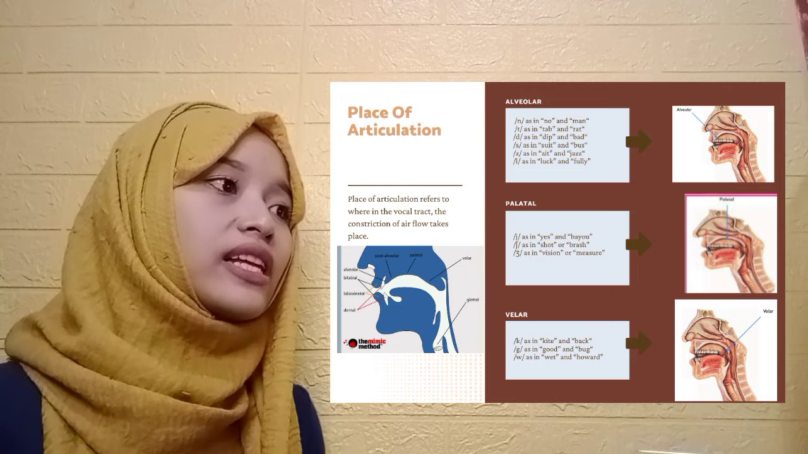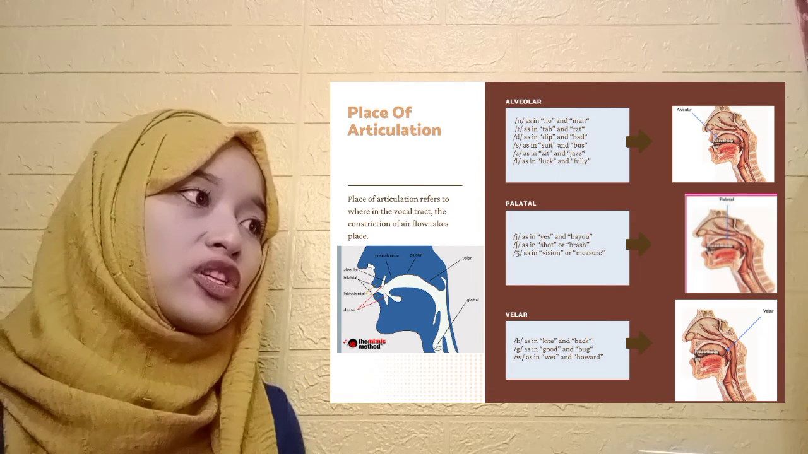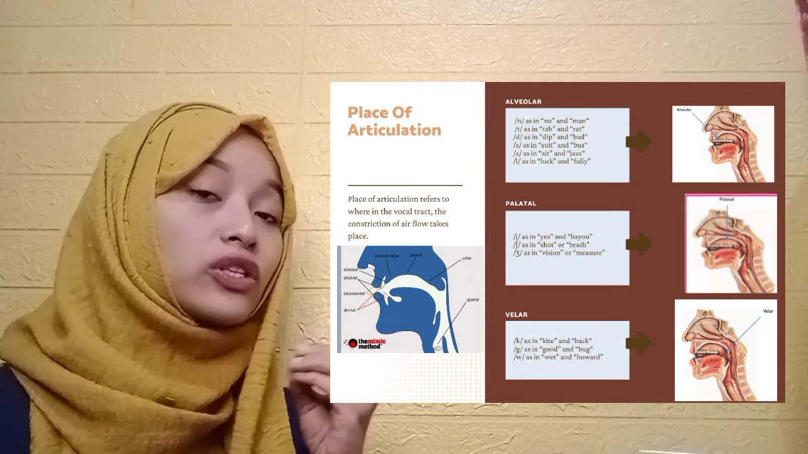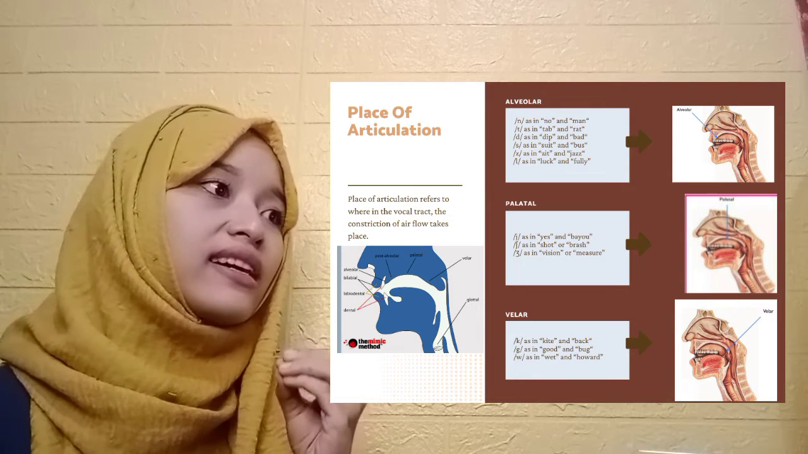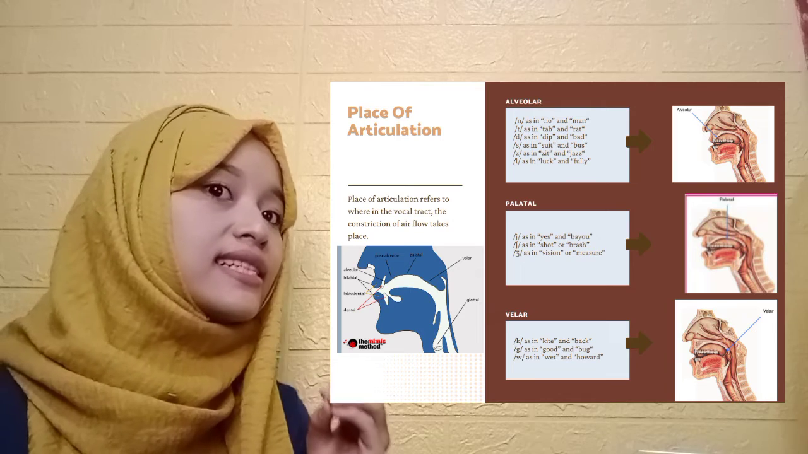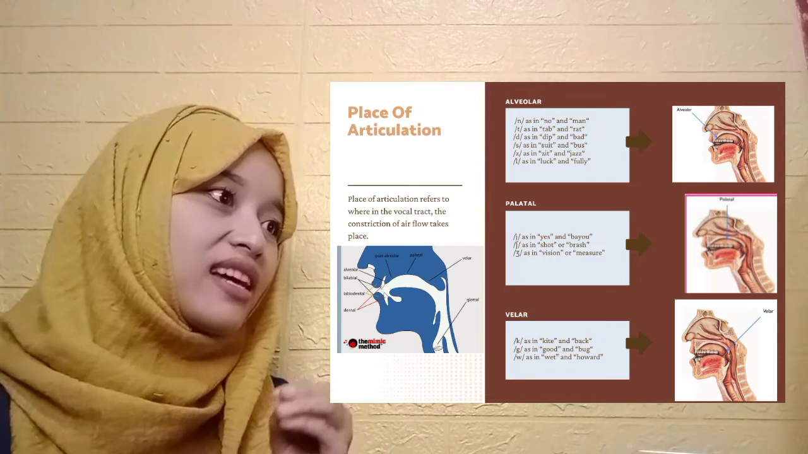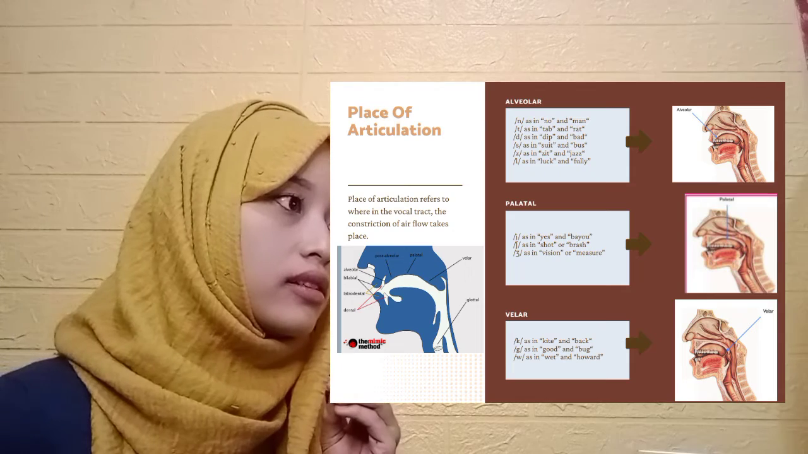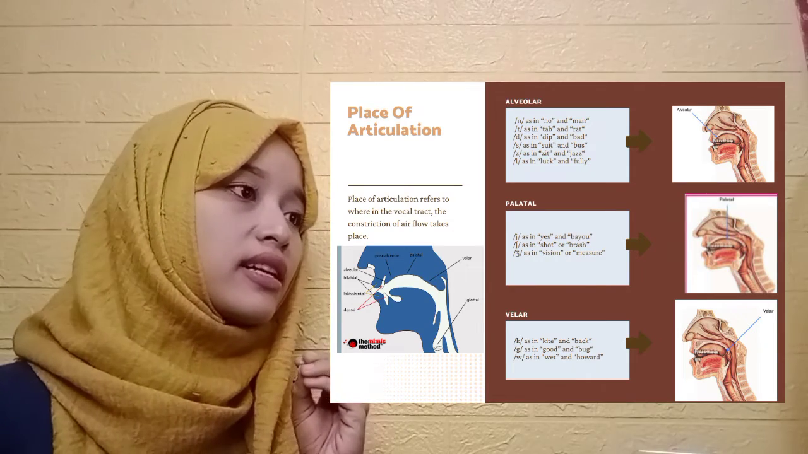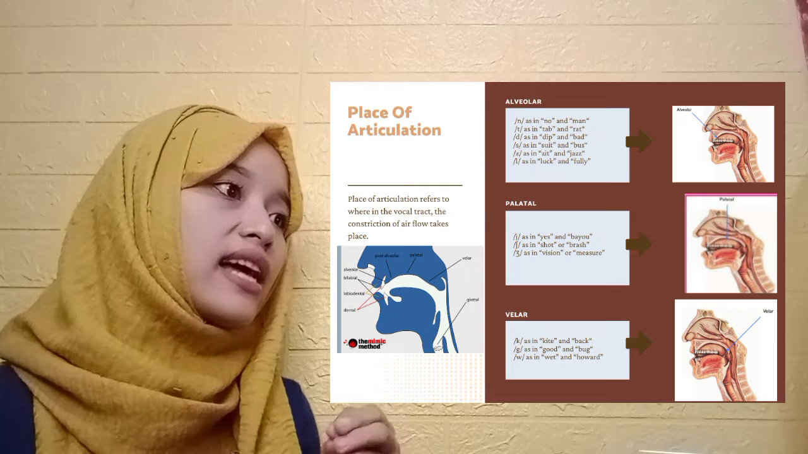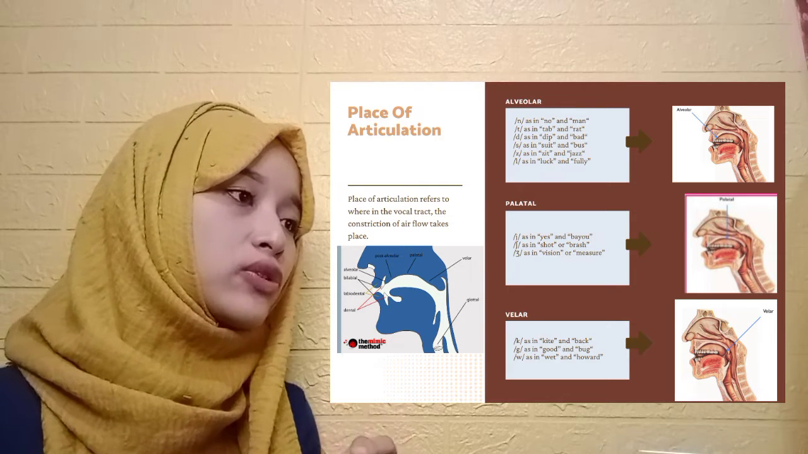The fifth is palatal sound. Palatal sounds are produced at the hard palate or the roof of the mouth, such as y, sh, and zh. Y as in yes and bay, sh as in shot or breast, and zh as in vision or measure.